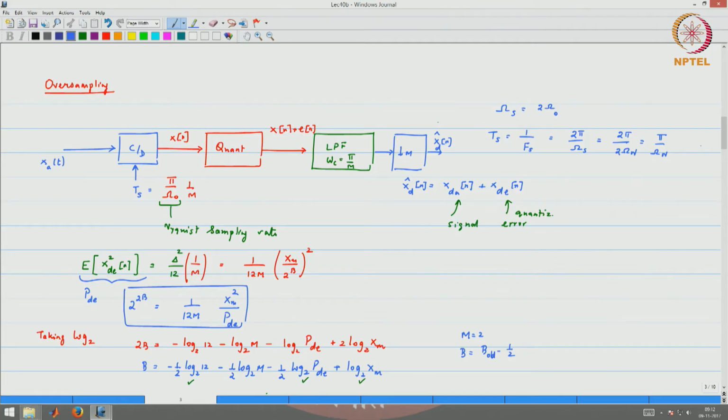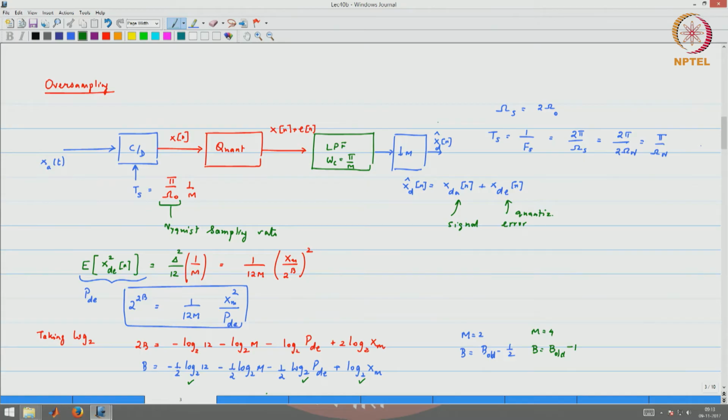So, B is the number of bits of precision that you need to achieve a particular error variance, and if you have M equal to 1, you go back to the original equation. Now, if you have the new one with the oversampling, similarly you can substitute and find out the corresponding level. So, M equal to 4, basically you will get B old minus 1, and for every multiple of 4 subsequently you will get an additional reduction of 1 bit.